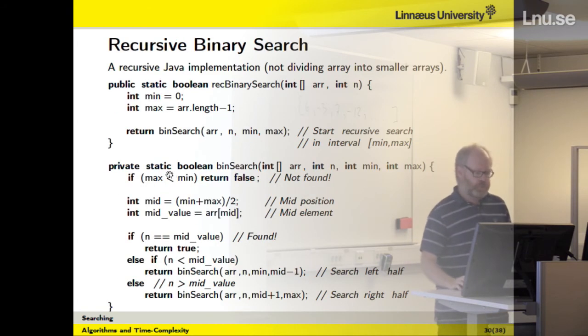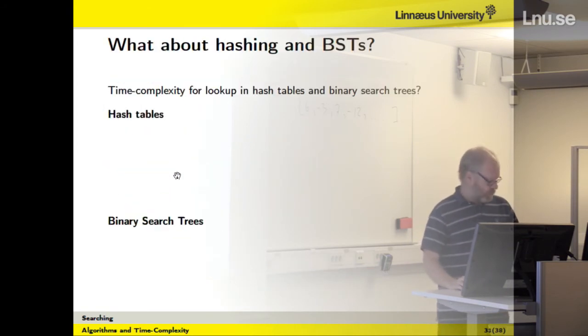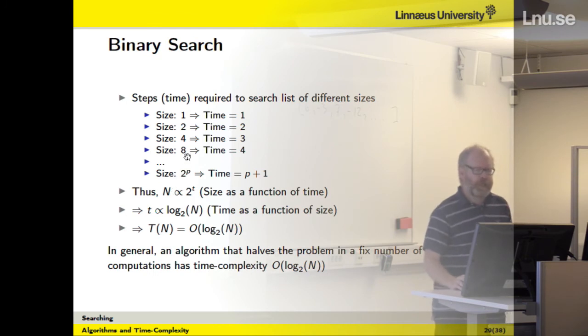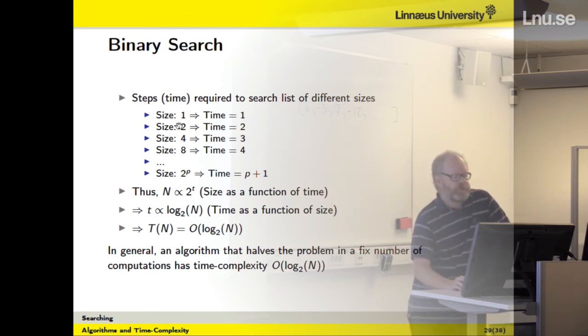I have some kind of motivation here. In order to search a list of size 1, I need time 1. I find it in the first search or not find it. If it's size 2, I might need 2 steps to search it. If it's size 4, I might need 3 steps. If it's size 8, I might need 4 steps. If it's size 16, I might need 5 steps.